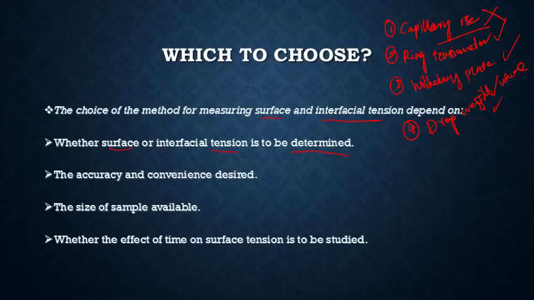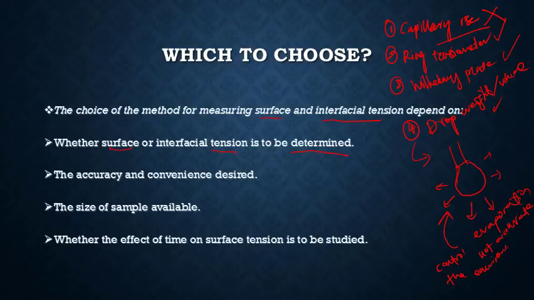For example, when you have a very warm environment, and upon your drop, for example, we talk about the drop weight method, you have a tip, and upon your drop is formed, there will be evaporation. Then it is not accurate. In that case, you need to control the environment for your experiment.